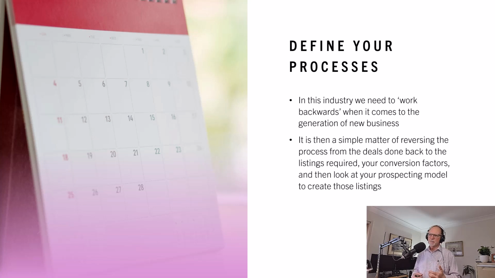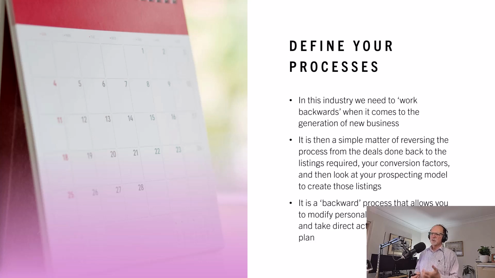So then it's a matter of simply reversing all of your processes, as I said. Look at the commissions and then go back to the number of transactions you need based on sales and leasing, based on then the number of listings that you need and the prospecting model behind that. That's how you build your business. Focus on the pipeline that moves you through. It's all about your prospecting model to create those listings. So it's a backward process that allows you to modify personal marketing activities and take direct action in your business plan. Don't make your real estate business complex.